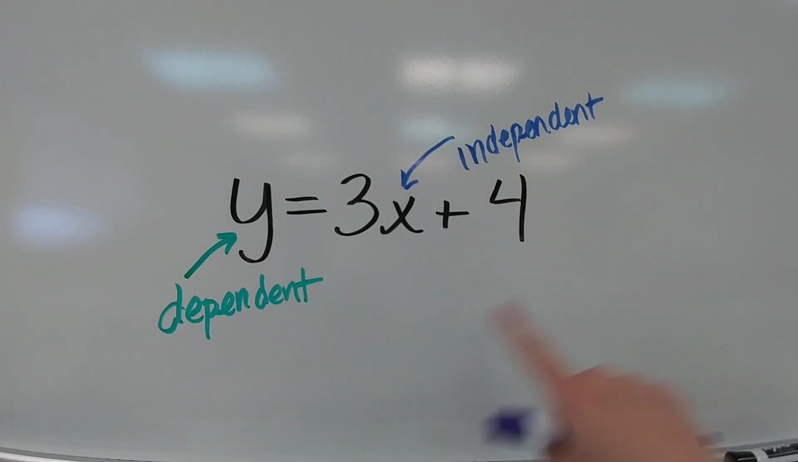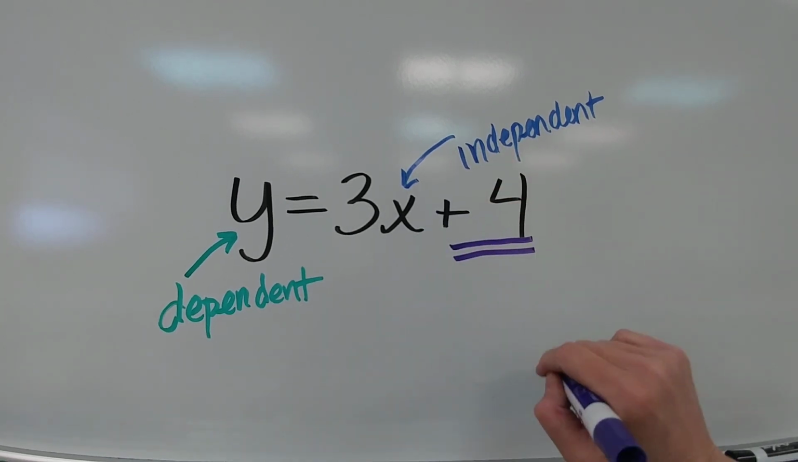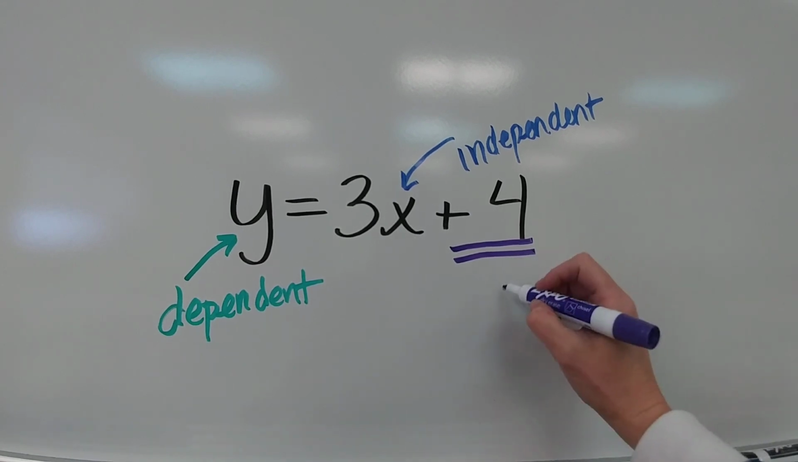So going back to our linear function, the number that's being added or subtracted, which we know as our y-intercept, is the constant.